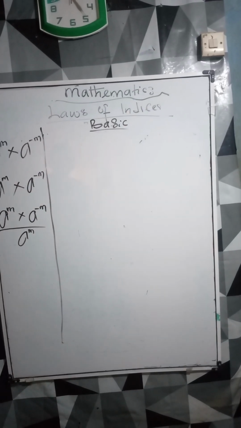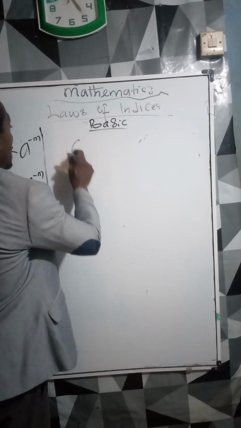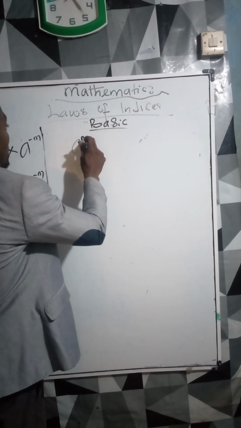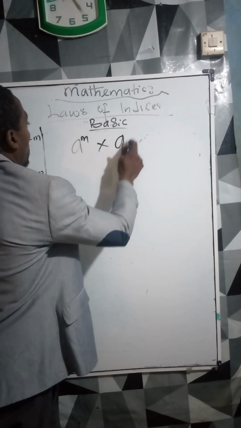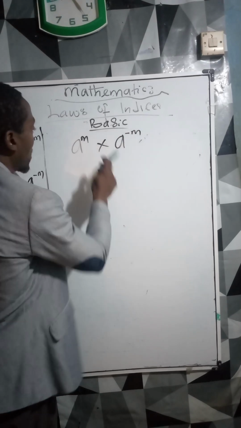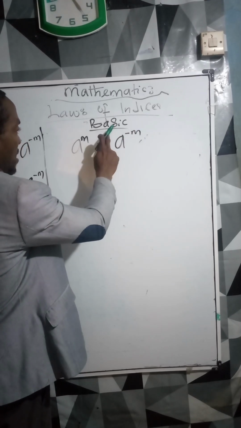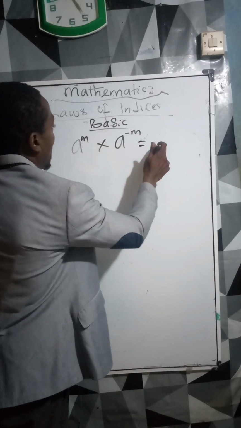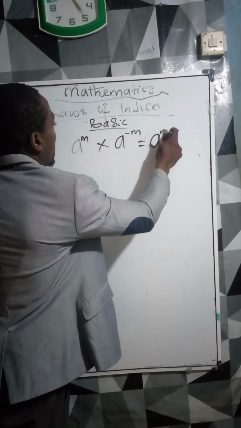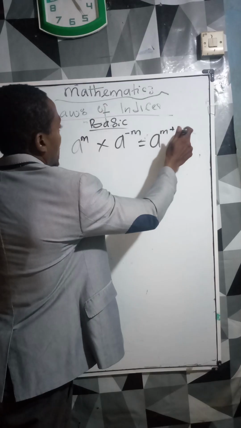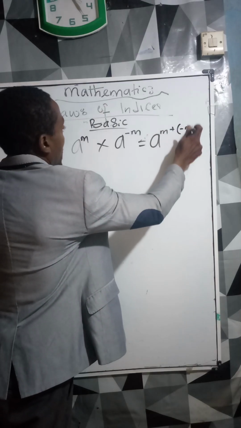So according to the law, let's write the question: a raised to power n times a raised to power negative n. Now, according to the law, times becomes plus at the power level. So we have a raised to power n plus, bracket, minus n, close bracket.